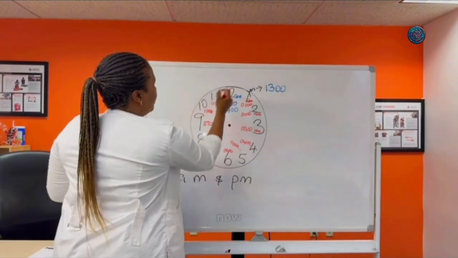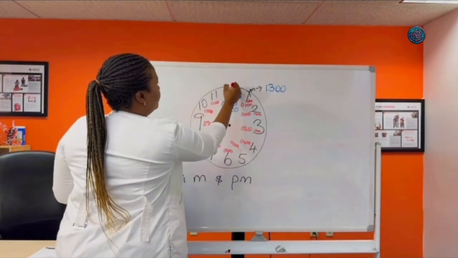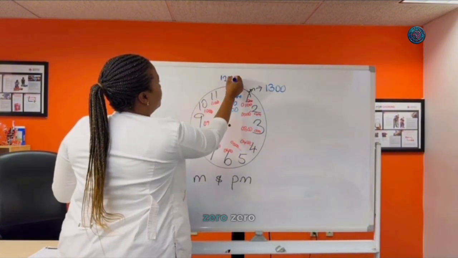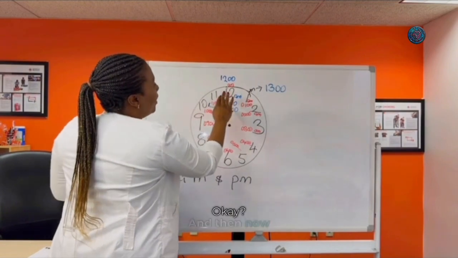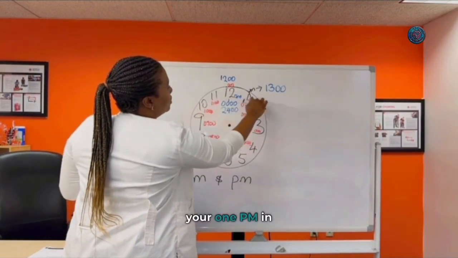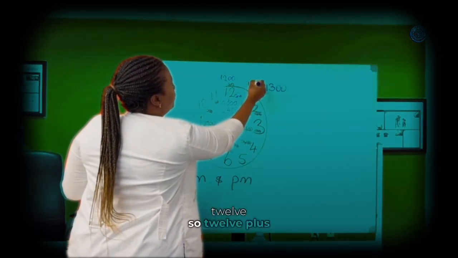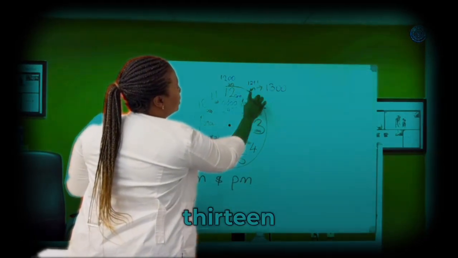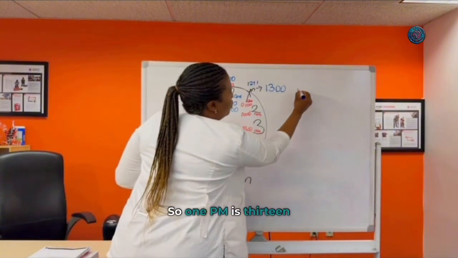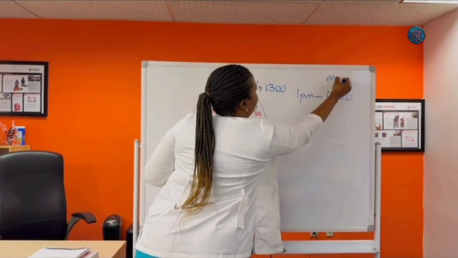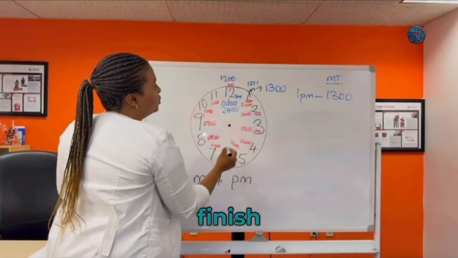Let's go to PM now. So for 12 PM, your numbers should be 1200, okay? And then now, to get your 1 PM in military time, you can add 12, so 12 plus 1 will give you 1300, and that's 1 PM. So 1 PM is 1300 for military time.